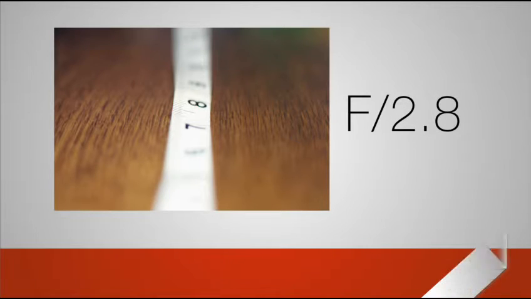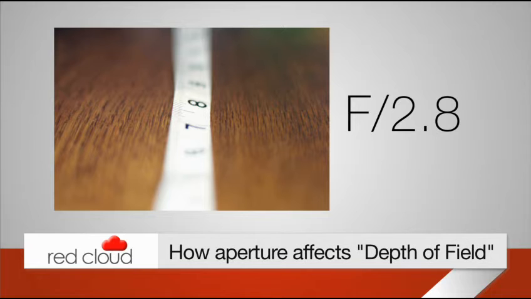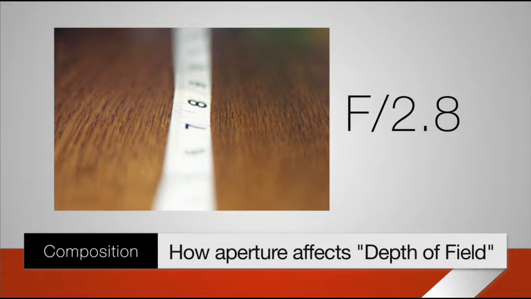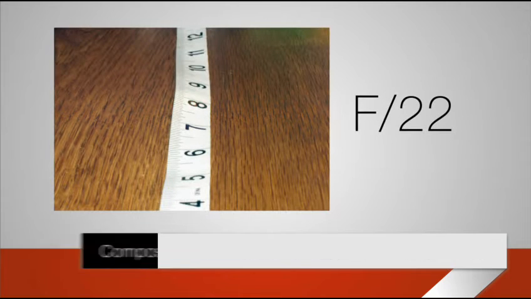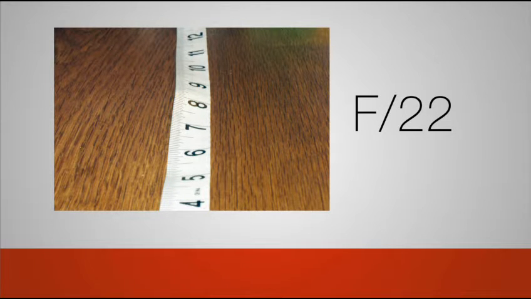If you look at this tape measure example, if we use an aperture of f2.8, only a small part of the tape measure appears in focus. If you now watch as we change the aperture to f22, for example, much more of the tape measure becomes focused. So let's have a look at this in a real life example.